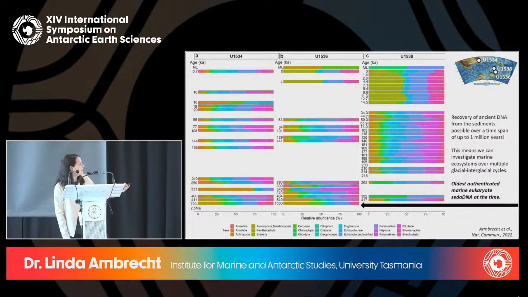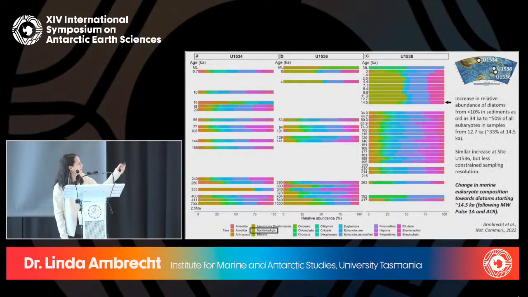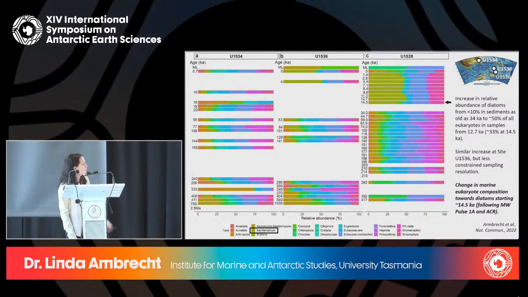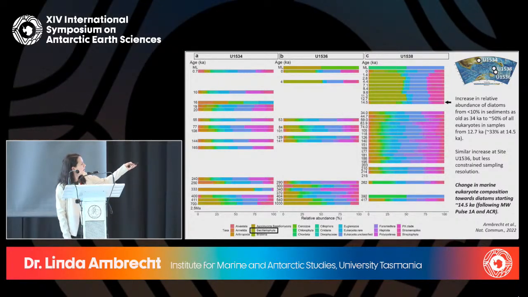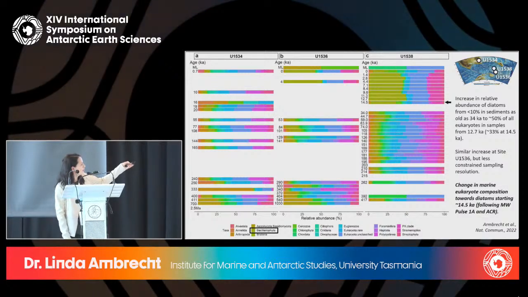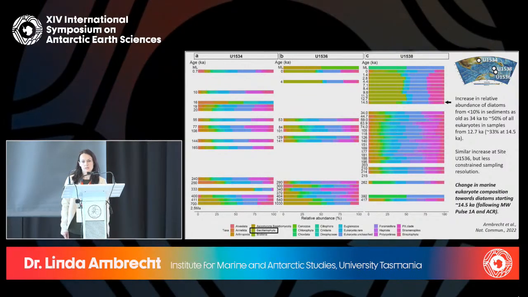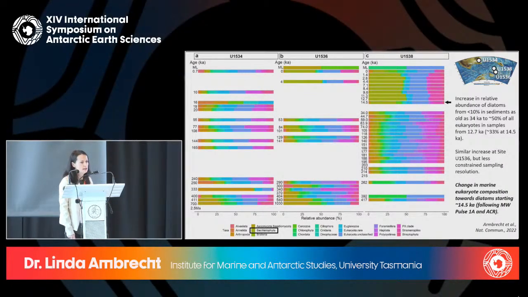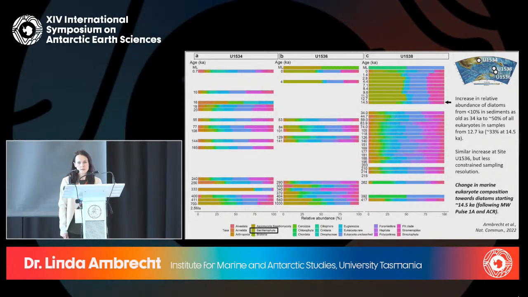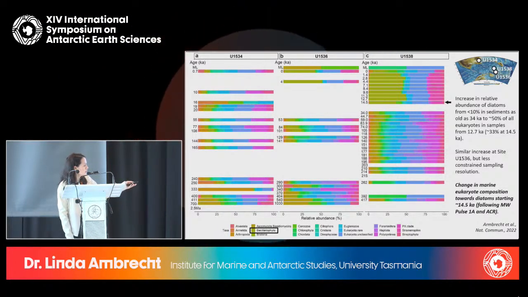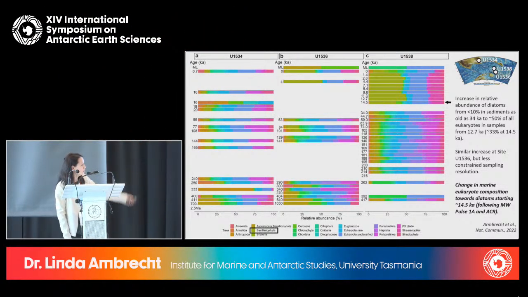What you also see here is some clear transitions in communities that we found. So you can see there's a very strong increase in diatoms, which is this olive colored here, after approximately 14,500 years ago. And so we know that's a time where Antarctica underwent significant changes. And we've related this to changes in the water column following meltwater pulse 1A.